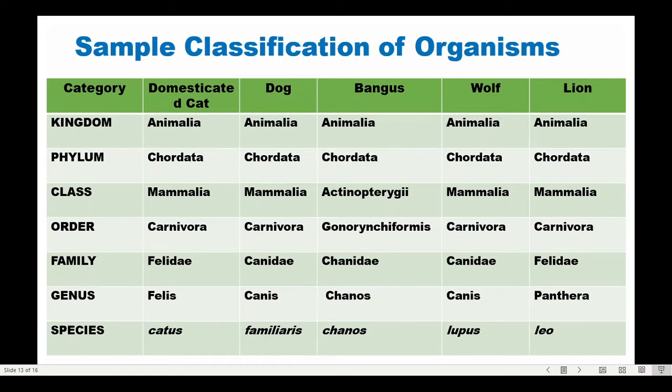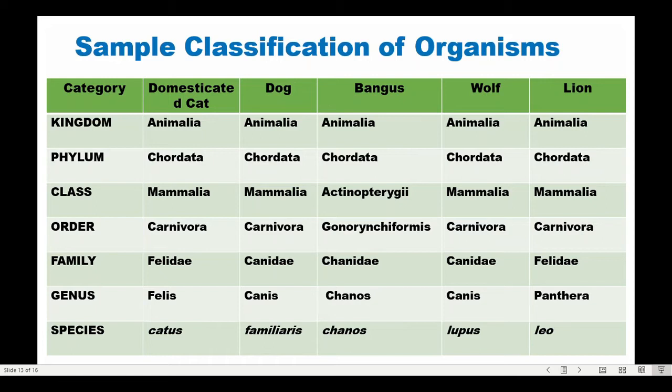Yun ang genus niya. But still, si dog and wolf, they still belong to same genus, Canis. Si bangus, wala na talaga yan. Magkaiba na sila ng cat, dog, wolf, lion. Kaya, si bangus ay under ng genus Chanos. Now, sabi natin, ang pinakamaliit na magdedetermine ng mismong uri ng organism na yun or pagkakailanlan is the species.